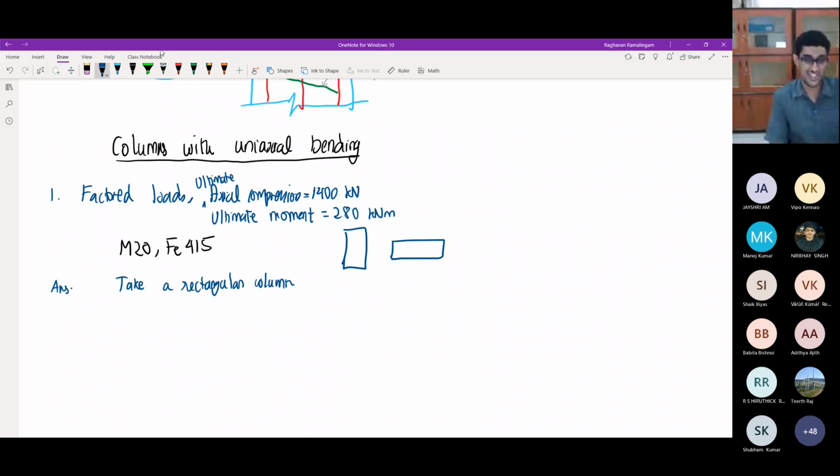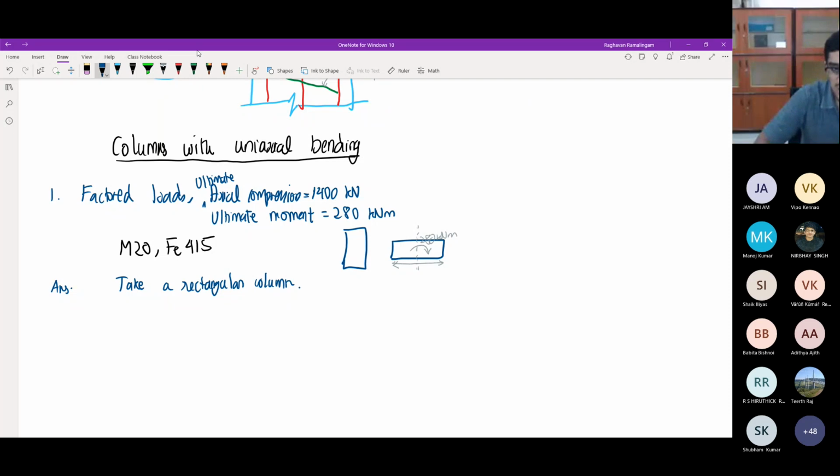It depends on the direction of the moment. The reason being the moment of inertia perpendicular to the axis will be more. I have not specified which direction, so if this 280 kilonewton meter is acting about this axis, then perpendicular to this axis is this direction, so I need to make this longer. That is how you decide which way to make the rectangle bigger.